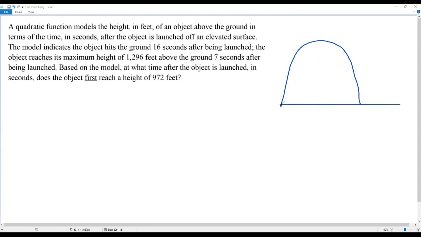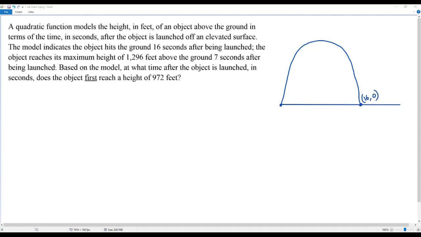Here this is the position at which the object is launched from the ground, and this is the position where the object hits the ground. When the object hits the ground, the time is 16 seconds. So here we can consider the x coordinate as time and the y coordinate as height. That is, at 16 seconds it hits the ground. When the object hits the ground, the height is 0.